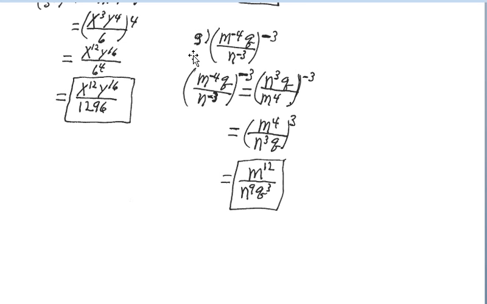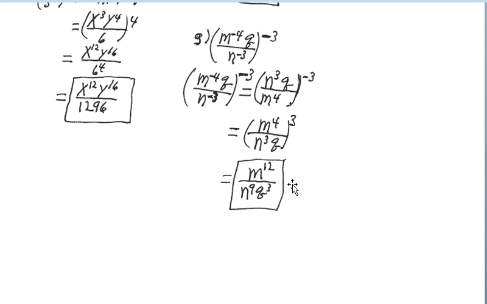So now the new expression is n cubed q divided by m to the 4th power raised to the minus 3 power. Now, what we can do to simplify this very quickly is once again invert the fraction in parentheses so that it becomes m to the 4th power over n cubed q raised to the positive 3 power. And now all we have to do is expand this and get our final answer.